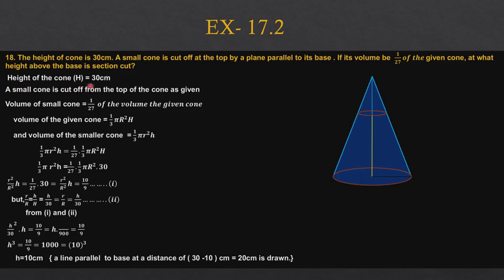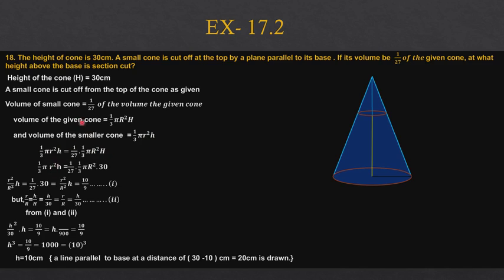The height of the cone is 30 centimeters. So that means the total height of the bigger cone is 30 centimeters and the smaller cone is cut off from the top as given in the diagram. So the volume of the smaller cone is 1 by 27th of the volume of the bigger cone. Now we know the formula for volume is 1 by 3 pi r square h. For the bigger cone, I have used capital R and H, and for the smaller, I've used small r and h for radius and height.